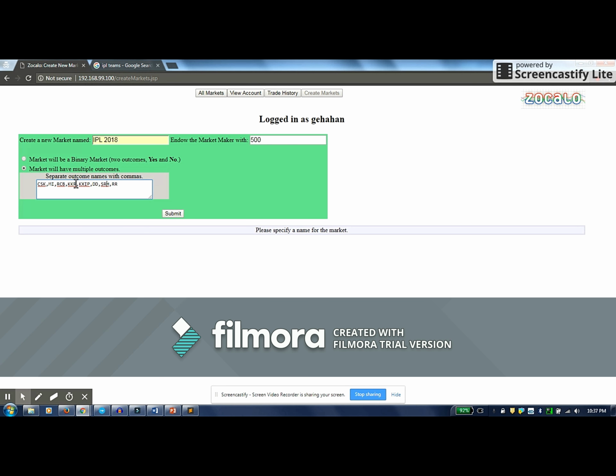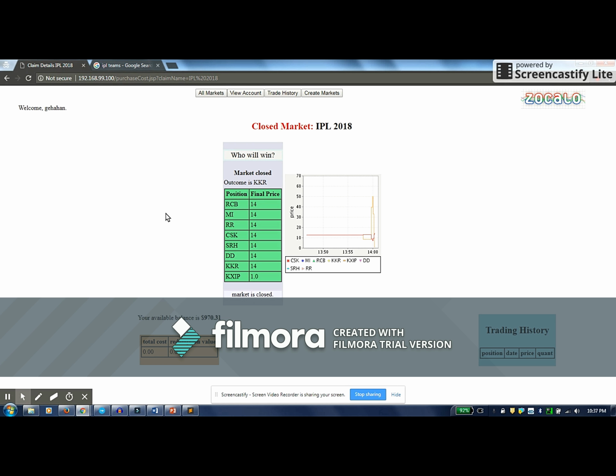So if at the end of the season, let's say RCB wins the tournament, then all the other securities will be paid $0, whereas the RCB security will be paid $1. So that's how it works.